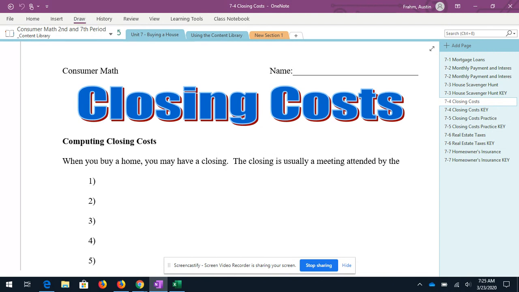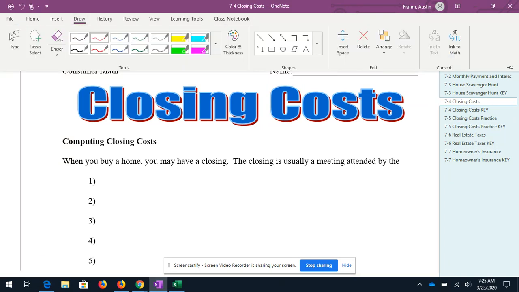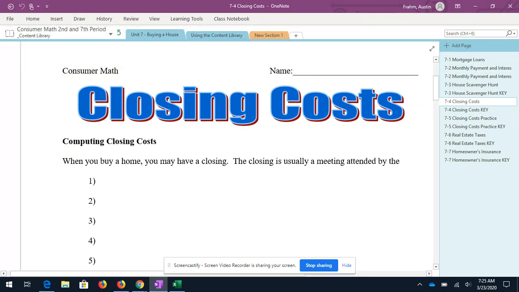attended by a few different people. Let me get my ink set up. One of those people is the buyer, the seller. Obviously the person who wants to buy a home, the person who wants to sell the home, their lawyers. Each person has their own lawyer that should be attending this meeting.